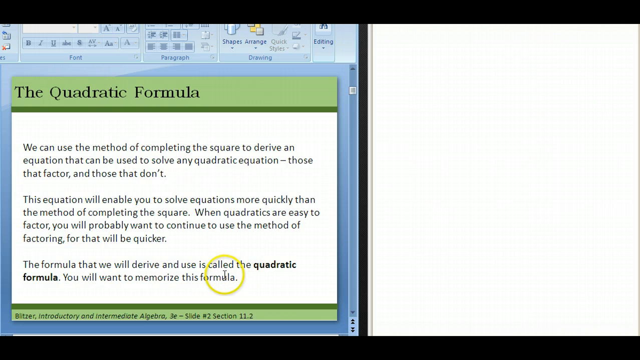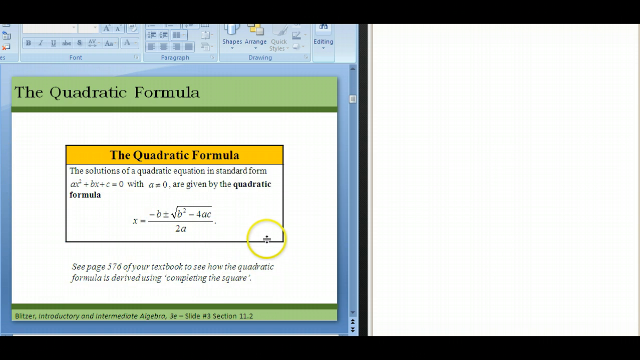This is a formula that you'll probably want to memorize. It's kind of complicated, but do your best at memorizing it. So let's take a look at what it looks like. The quadratic formula is a formula that gives you solutions to a quadratic equation in standard form. So remember that is ax squared plus bx plus c equals 0, a not equal to 0. And the quadratic formula looks something like this: x equals negative b plus or minus the square root of b squared minus 4ac, all over 2a.